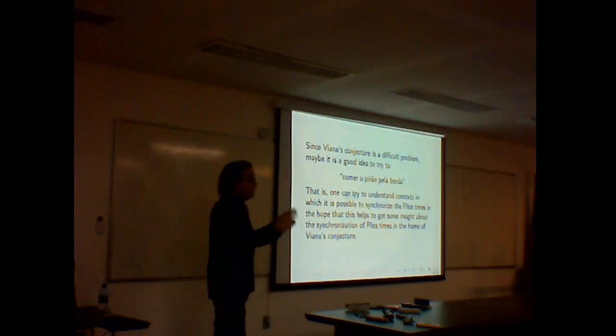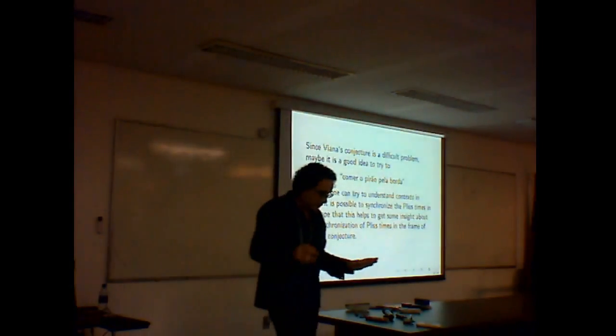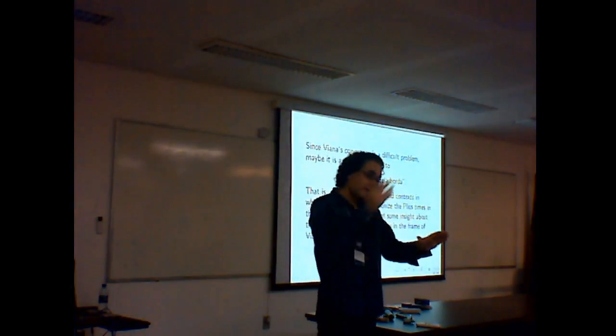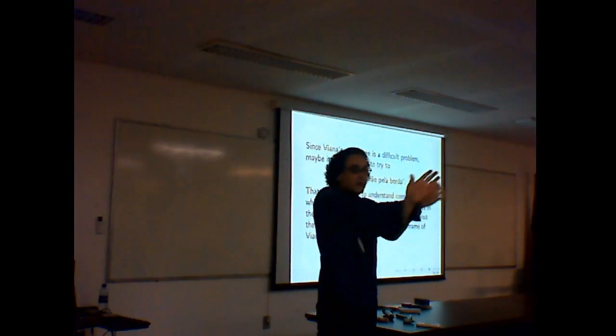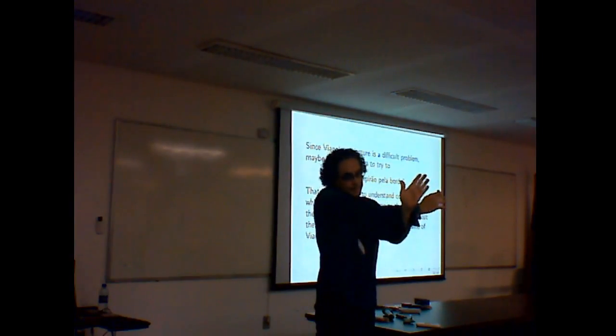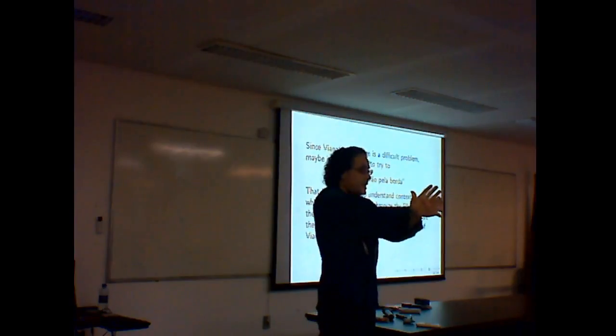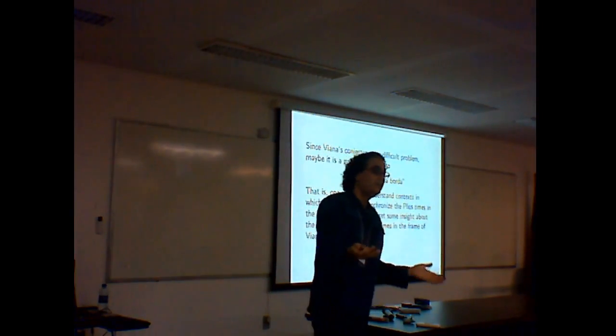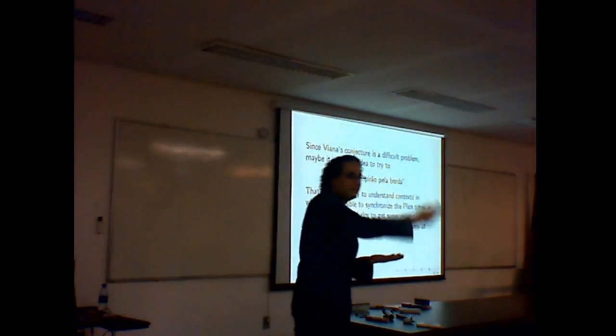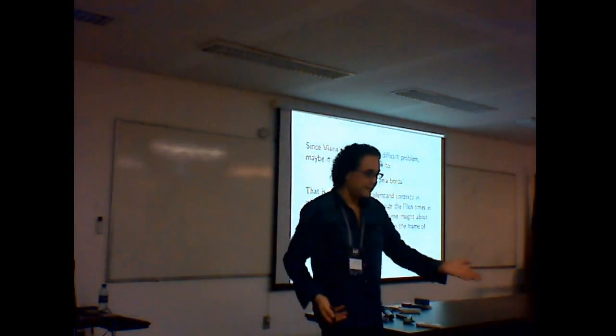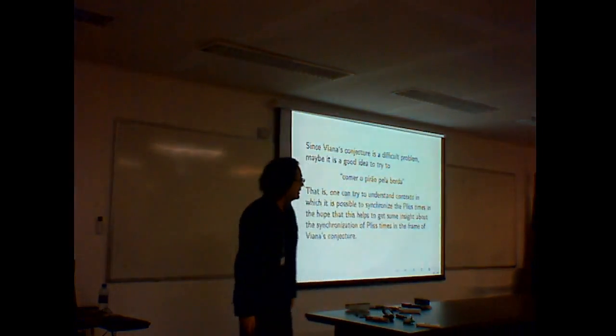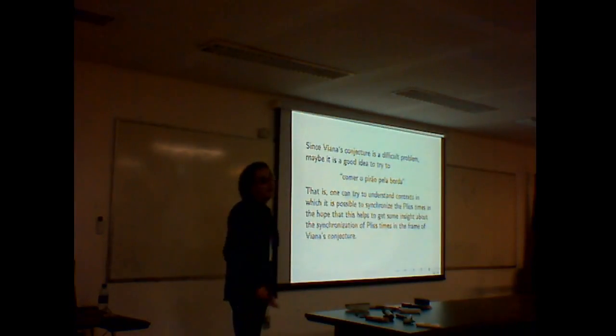Because Viana's conjecture, let me be explicit about this: if you can synchronize the directional good times for a set of positive Lebesgue measure, you can use ABV results to conclude the existence of an absolutely continuous invariant measure, that's an ABV measure. So if you can synchronize good times, you can solve Viana's conjecture.